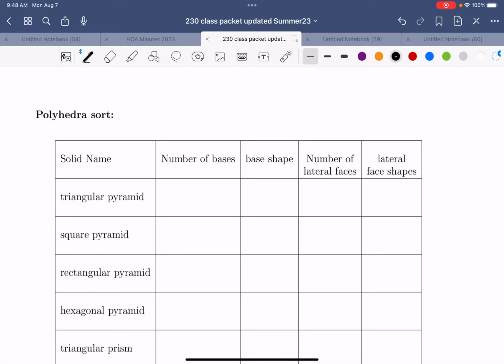Hi all, this is my second attempt at polyhedral sort. The first one I think lost the audio. So here we go one more time.